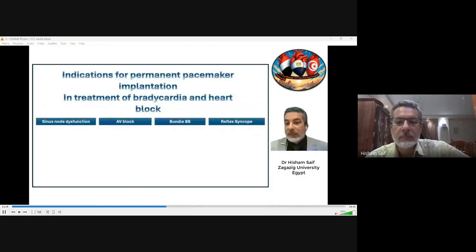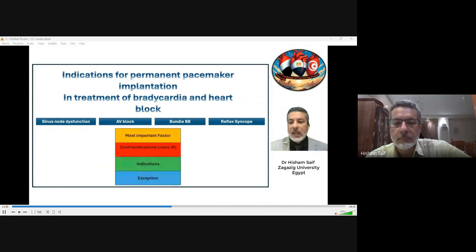Now, let's transition to the second part of our discussion, focusing on the indications for permanent pacemaker implantation. We have identified four primary indications. First, sinus node dysfunction, AV node block, bundle branch block, and reflex syncope.